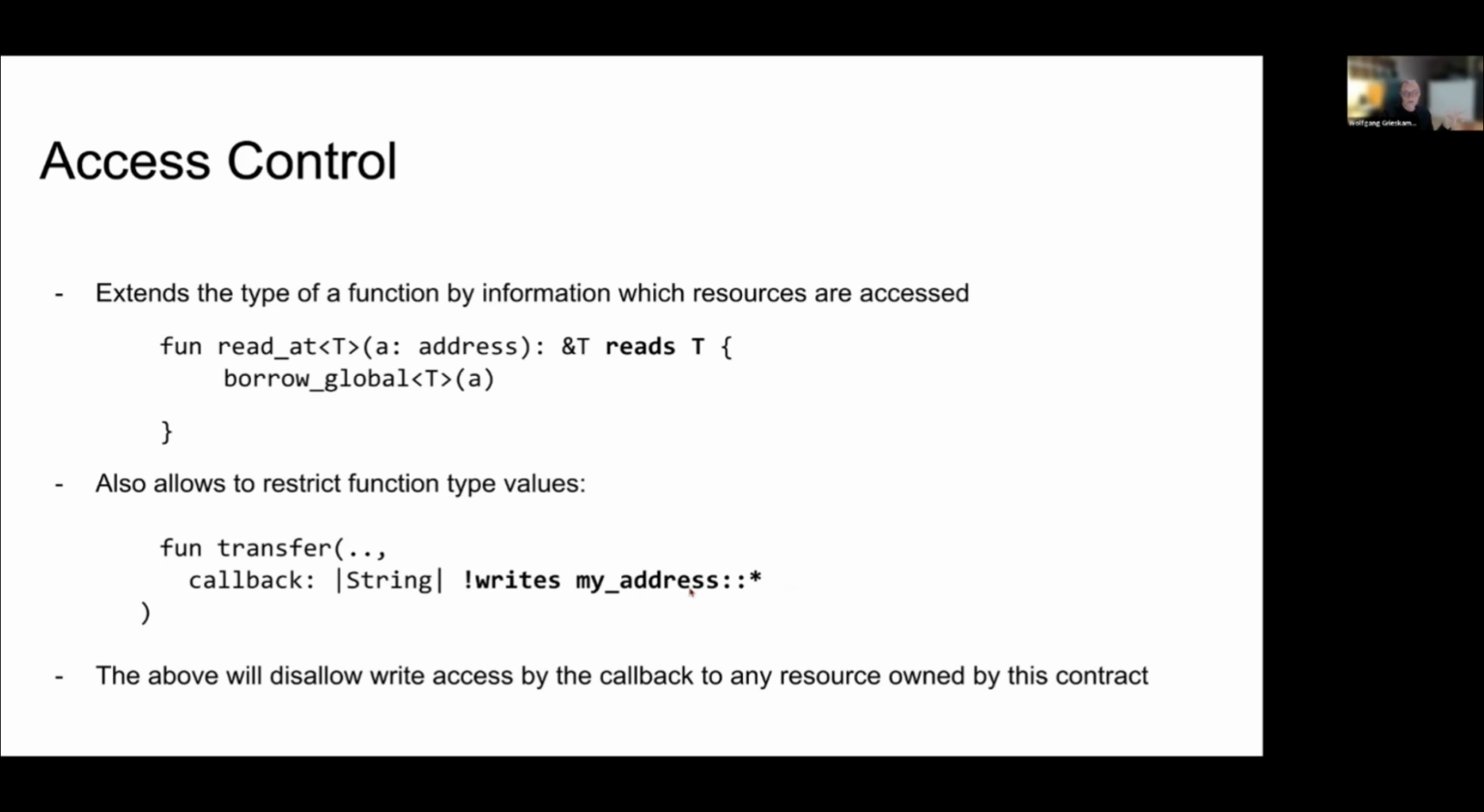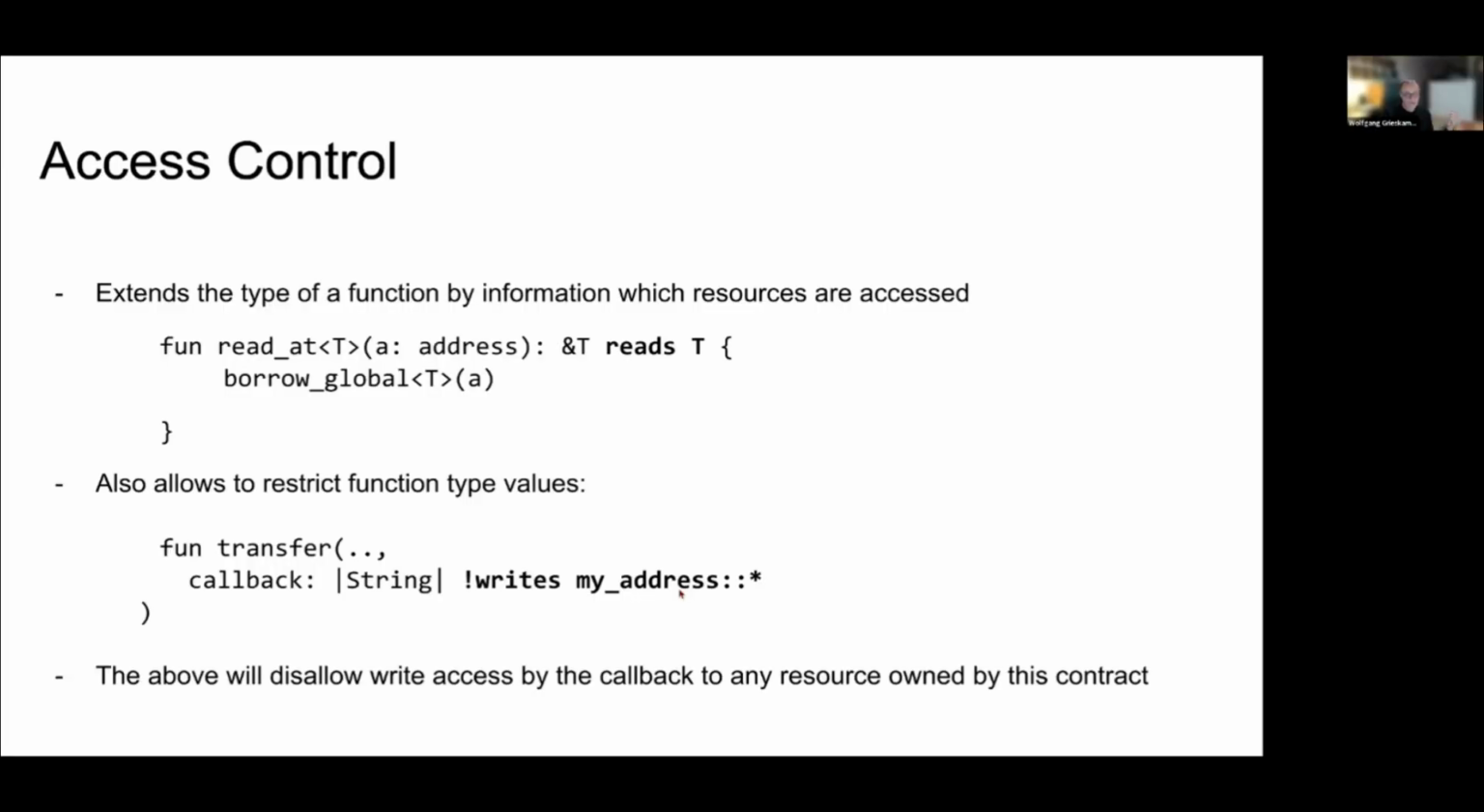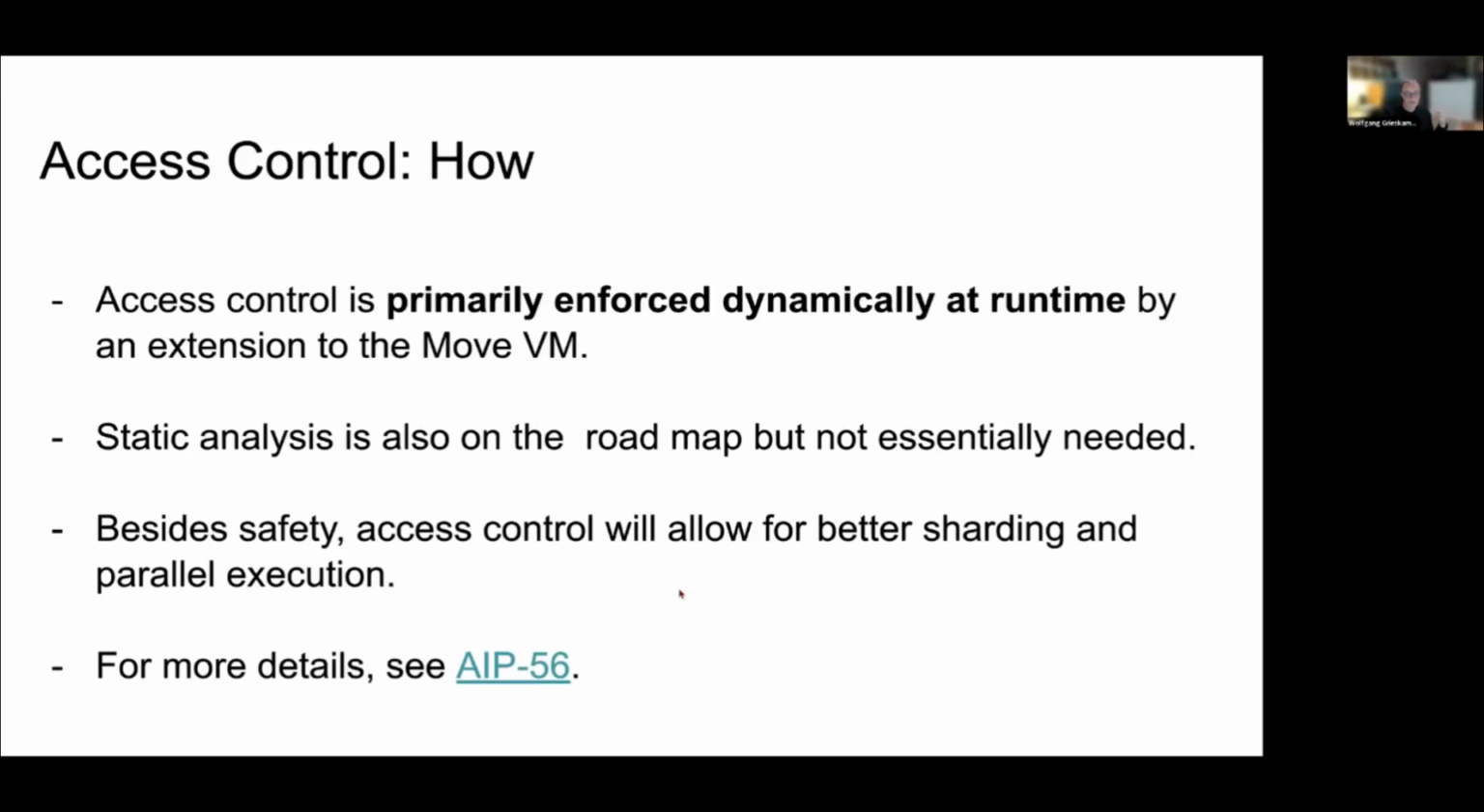There's no reentrancy problem, because the core of the reentrancy problem is exactly that the callback calls again into the contract and modifies some state. So that's the way we solve it. There are also other things about access control, which I skip here. There is an AIP 56, where you can read up more details.